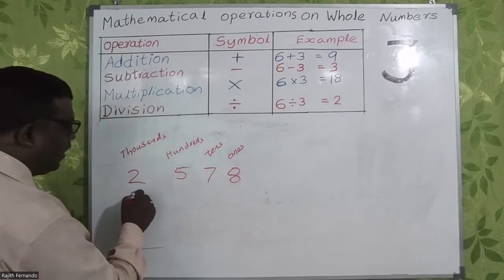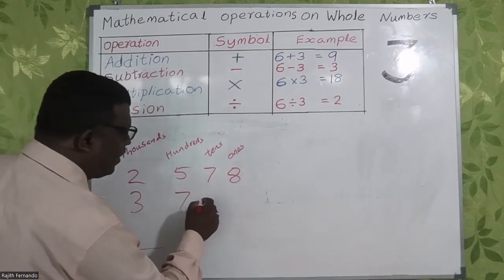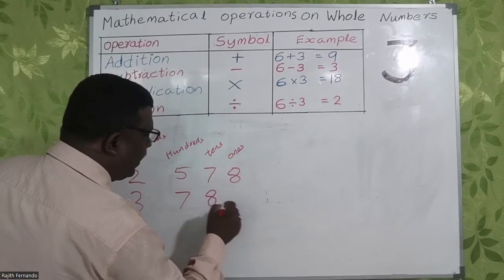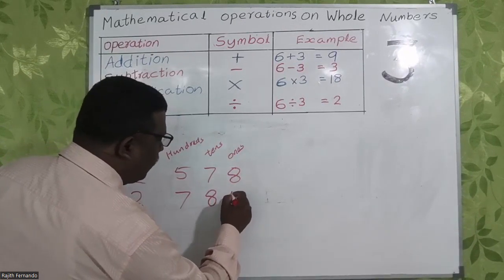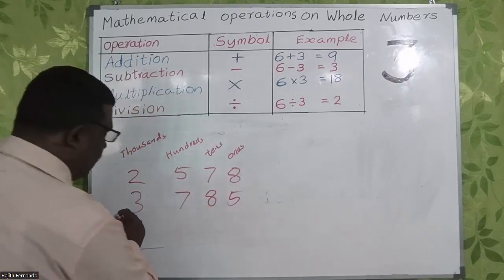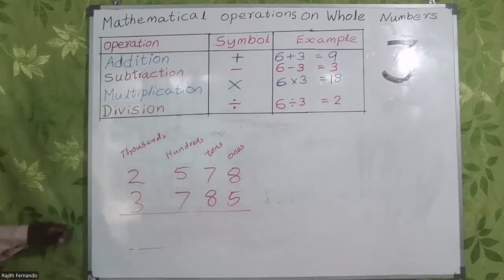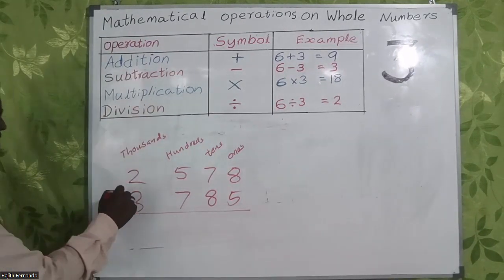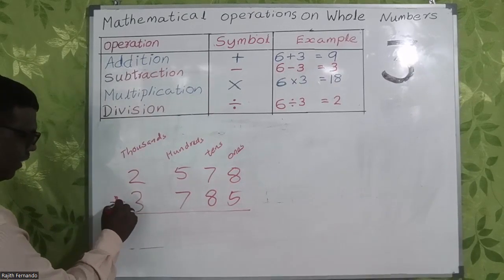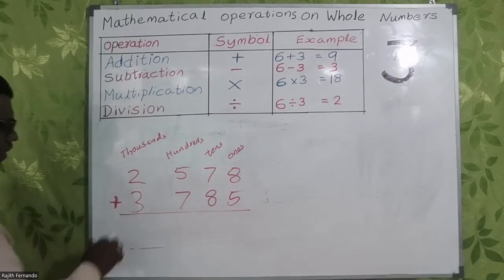2,578, 2,785. How can you add these things? You have to add these things.